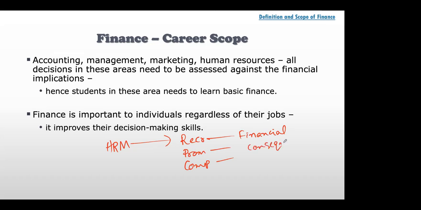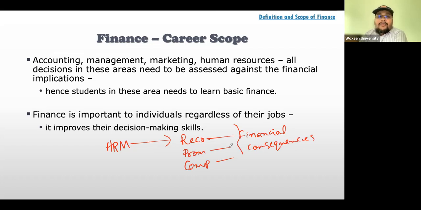Right, sir. Why? Because if you recruit more people, you will have to pay the salary, and that is definitely money. Now you have to think whether you will get the money or not. If you want to promote people, you have to give higher salary. If you want to compensate and motivate the people, then again, you need to think about the cost of the higher compensation and the benefit of the higher compensation.